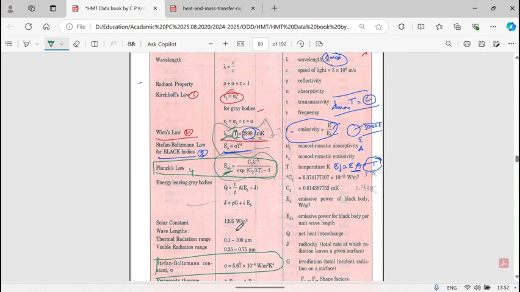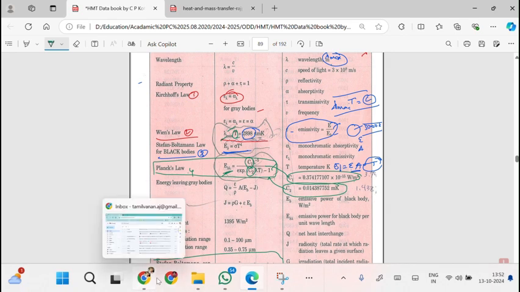In Planck's law we have some constants, C1 and C2. C1 is given as 0.374 into 10 to the power of minus 15 watt per meter square, and C2 is 0.01438 meter Kelvin. These two constants are substituted in Planck's law to find the emissive power at a particular wavelength. Okay, now we move to the problem.